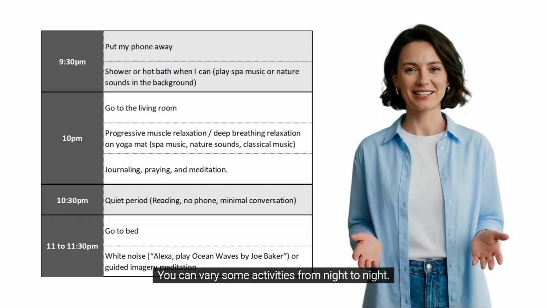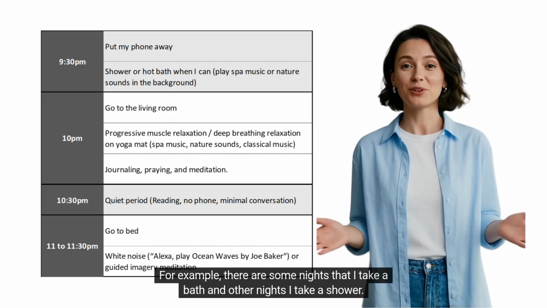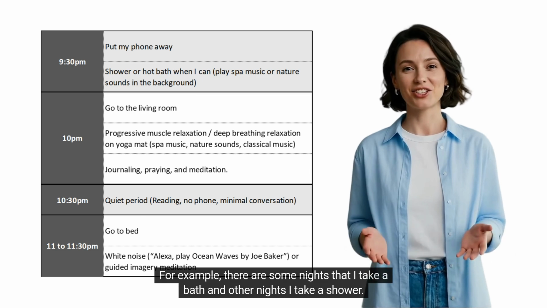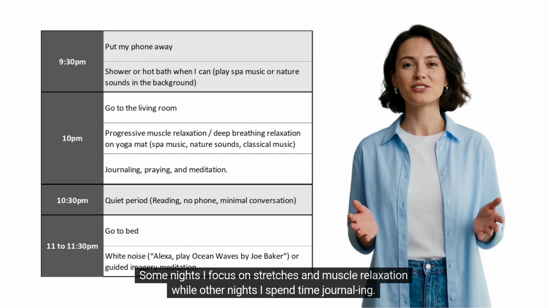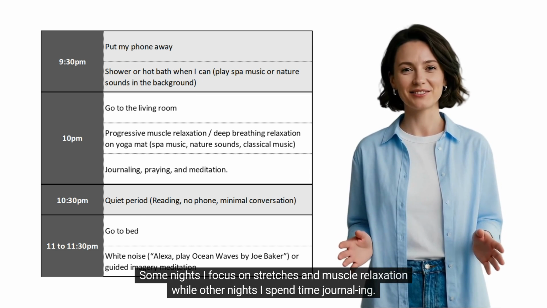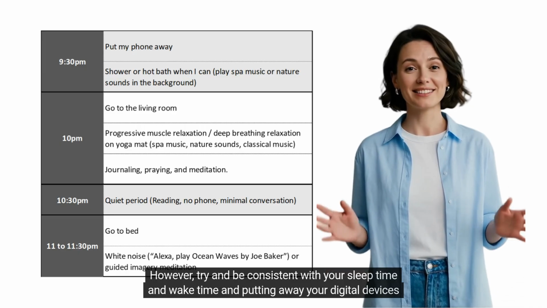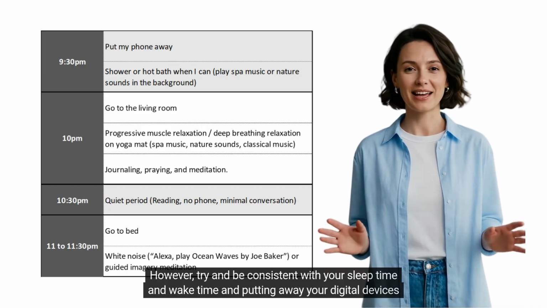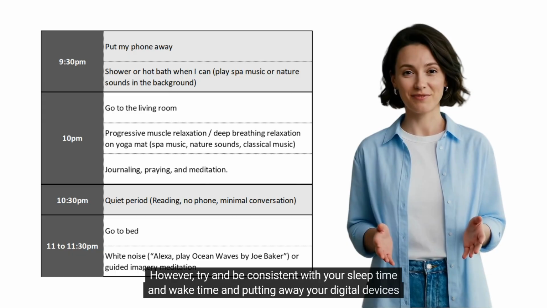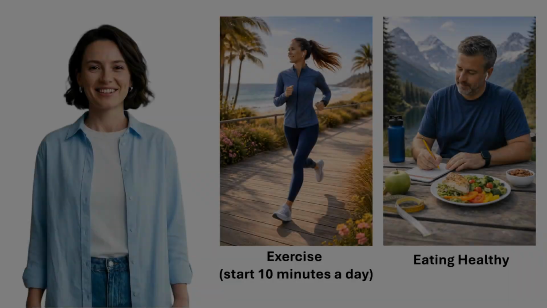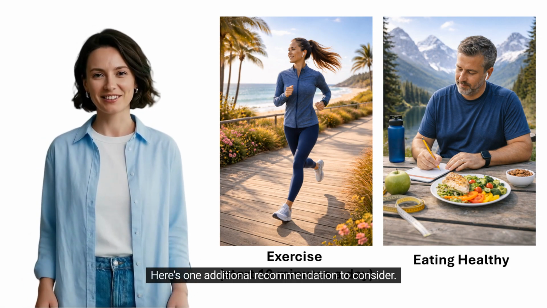You can vary some activities from night to night. For example, there are some nights that I take a bath and other nights I take a shower. Some nights I focus on stretches and muscle relaxation, while other nights I spend time journaling. However, try and be consistent with your sleep time and wake time and putting away your digital devices or put them on Do Not Disturb mode. Here's one additional recommendation to consider.